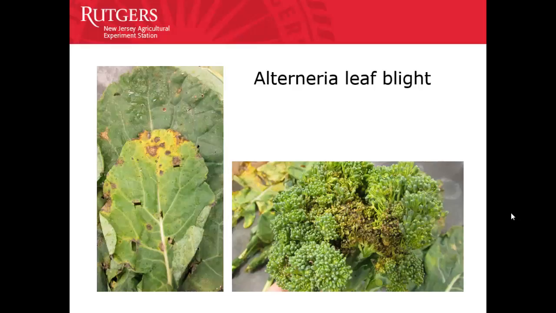I think it has a lot to do with some of the prolonged wet periods we've had. We had a really wet June last year in South Jersey, so conditions were kind of ideal for Alternaria development. So it's going to be one of those diseases, once you see it, you're going to have to spray for it and keep up with a decent spray program.